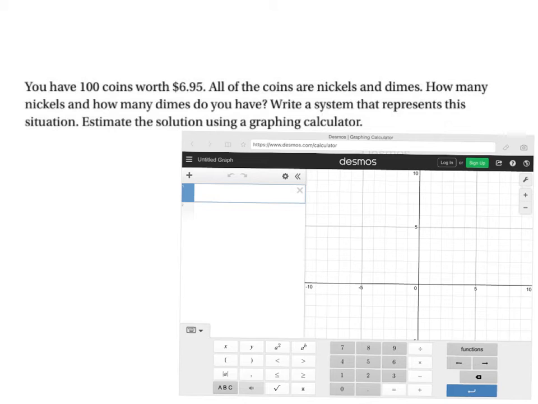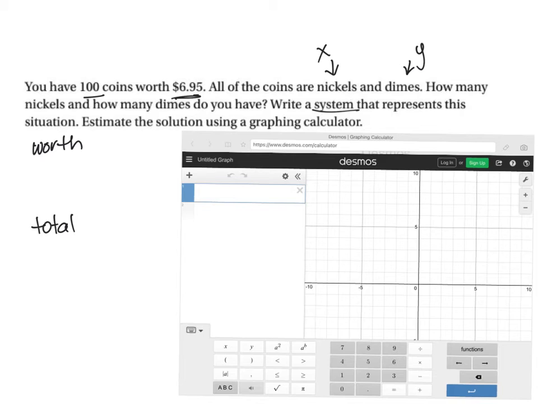All right, so in this case, it says you have 100 coins worth $6.95. All of the coins are nickels and dimes. How many nickels and how many dimes do you have? Write a system to represent the situation. So there's a couple of things we have to do here. We have to designate that, I'm going to say nickels are x and dimes are y. And if you notice, it talks about worth and total. So our two equations are going to be the worth, what they're worth, and then total number of coins.